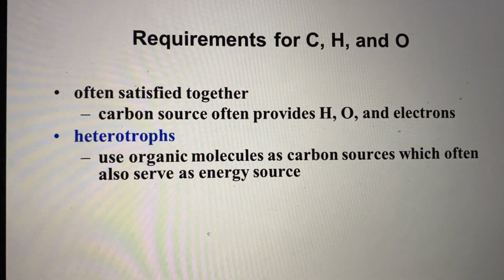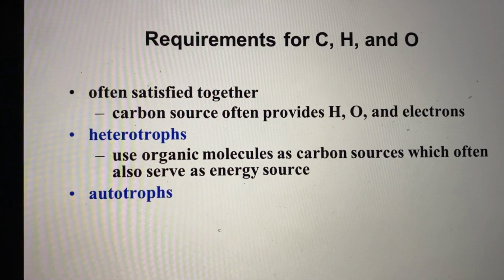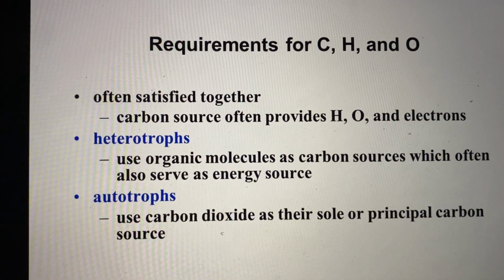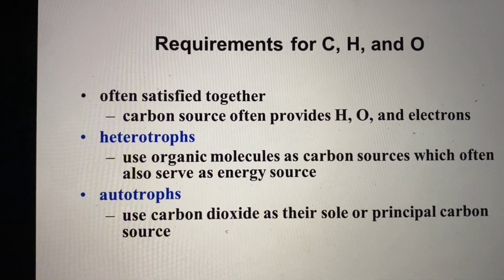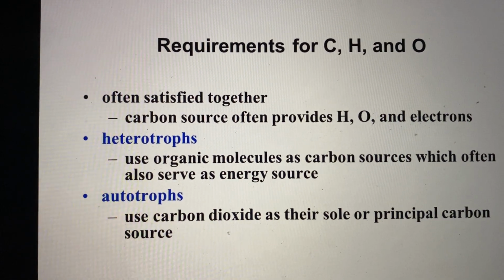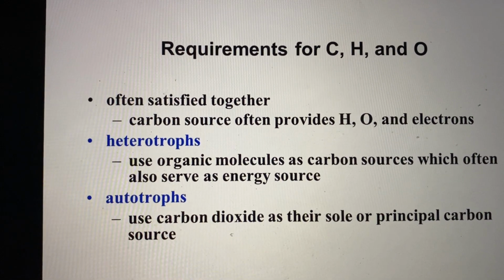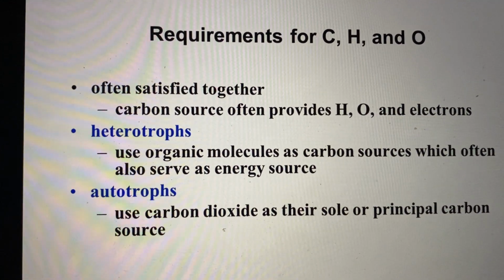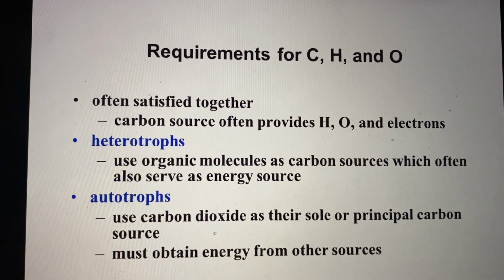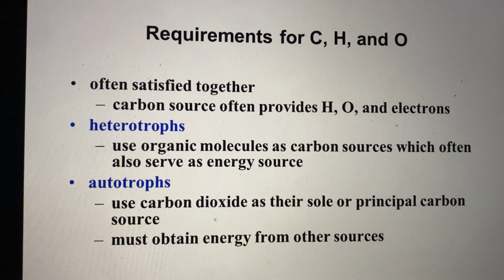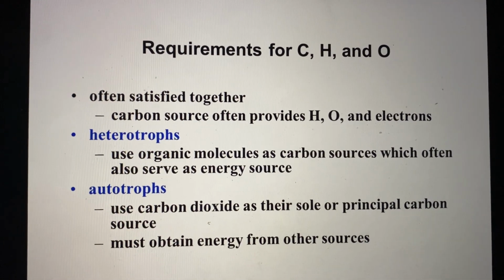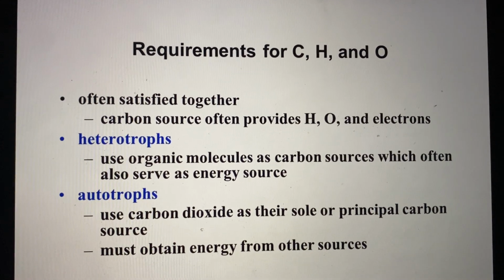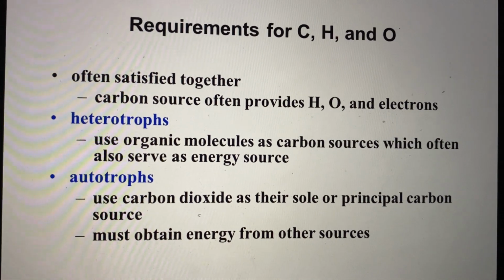So these are dependent on others to produce the organic molecules for them, while the autotrophs, which we will find a lot of in our study here, can use carbon dioxide as their sole or principal carbon source. And these are called autotrophs because they can build their own complex carbon compounds from carbon dioxide. So we will be studying a few of these autotrophs during our course here. When they use carbon dioxide as their only carbon source, they have to have another source for their energy. So they have to look for another compound that will be the source of energy for them.